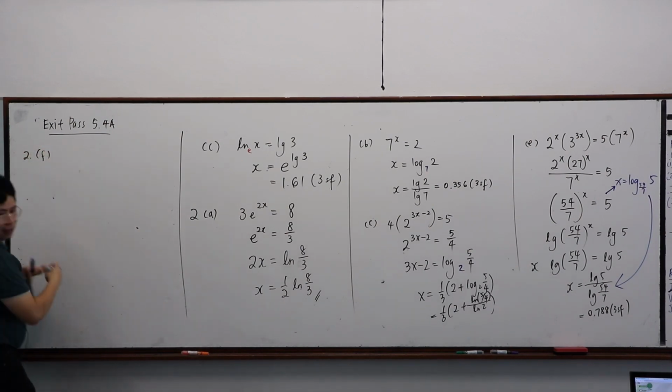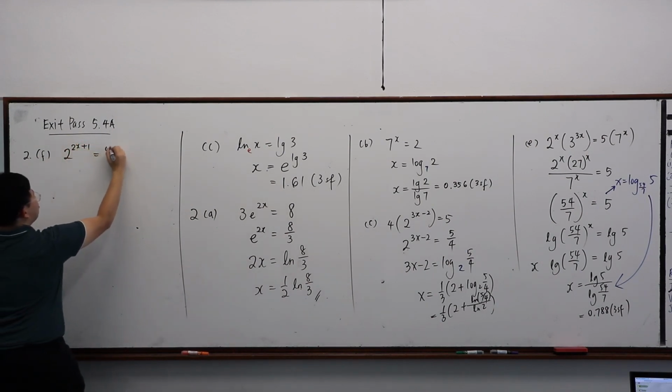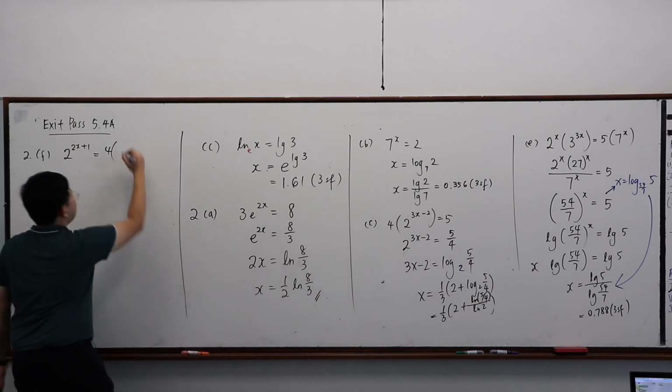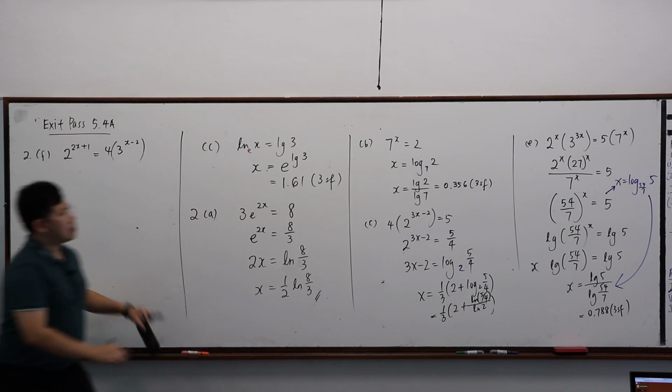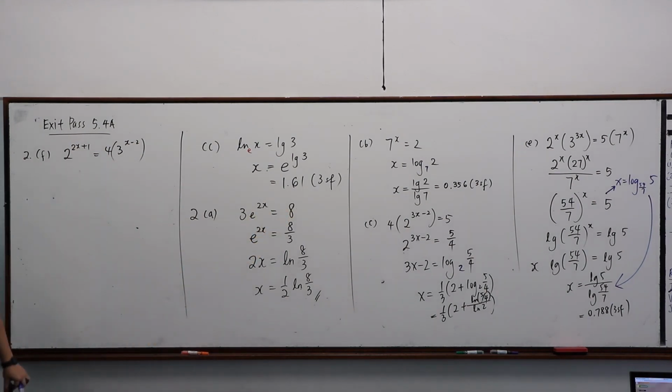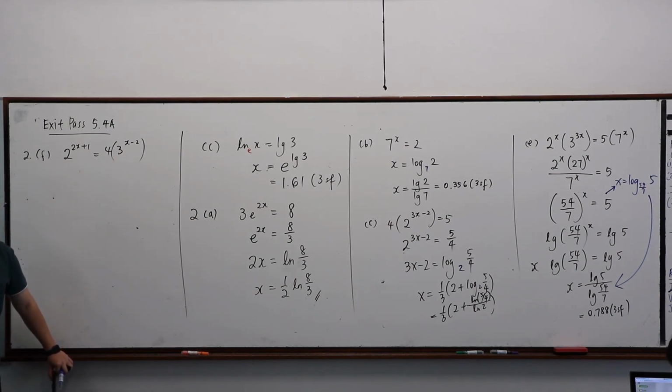Question 2, part F. 2 to the power of 2x plus 1 is equals to 4 times 3 to the power of x minus 2. Same problem as E. You have x on both sides and it will be good to collect all the x's together. So how do we do this? Let us split this up. Before we split up, you want to solve by law of indices also can. You want to solve by law of logarithm also can, up to you.